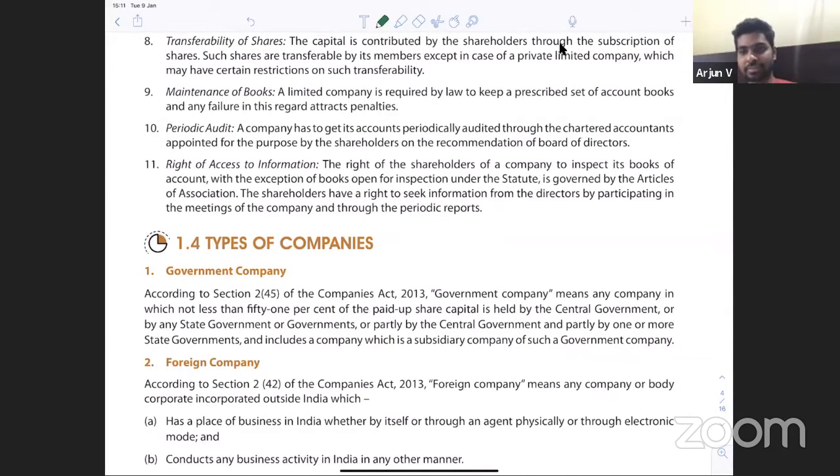Whereas a private limited company has a restriction. So remember this, transferability of shares: shares are easily transferable. The exception is what? Private limited company. Private limited companies cannot transfer shares without the approval of other members. Are you clear?